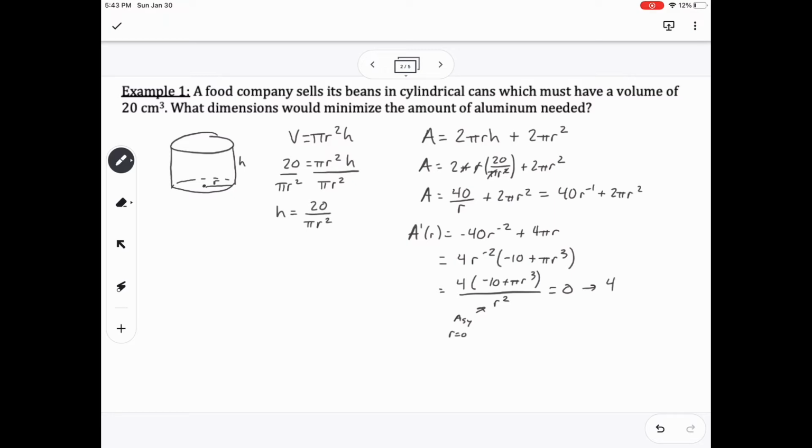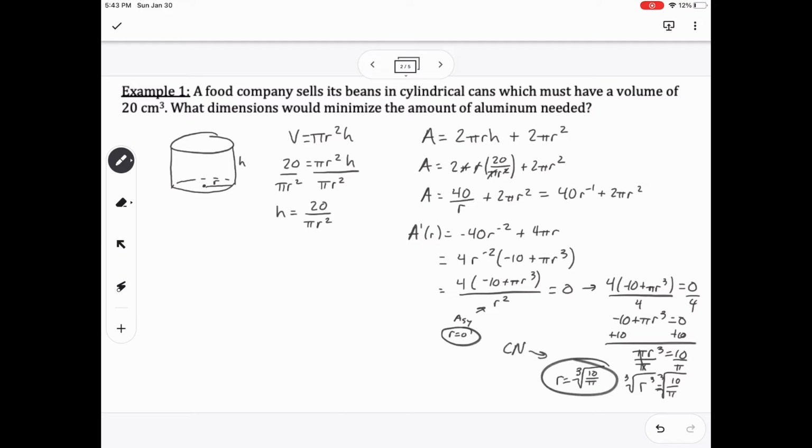So for this problem, we plugged in what h was. I found my area formula with just r included. Notice that I manipulated it so I could take the derivative of it a lot easier. And so I moved the r squared down so that I could solve. Now that creates an asymptote, so that is a critical number there when r is equal to 0, but it's not going to be a real value because when I plug that in for the height, it's not really possible. Okay, but then I am able to solve for the numerator, which allows me to get the cube root of 10 divided by pi.